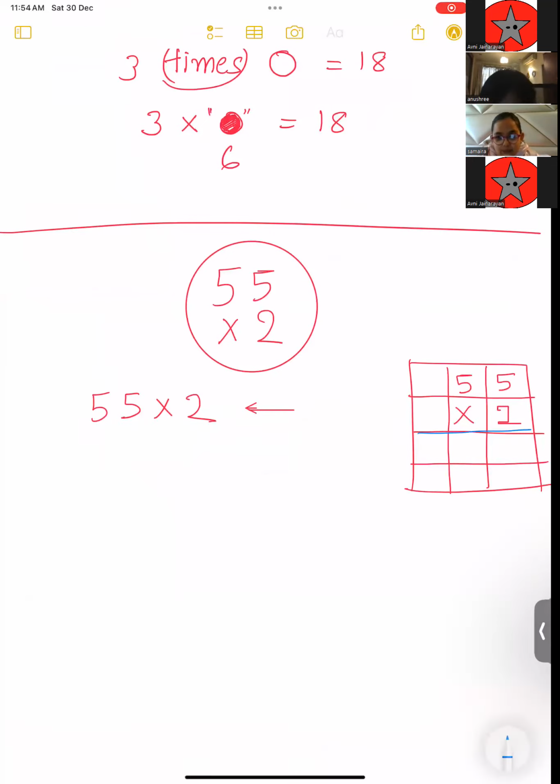I'm explaining. Now the rule says, start with the number in the bottom, Kabir. It is 2. What is 2 times 5? 10. So 0 comes here and 1 gets carried here. Now, what is 2 times 5 again? 10, and 10 plus 1 becomes 11. So this is how we do column-wise multiplication.